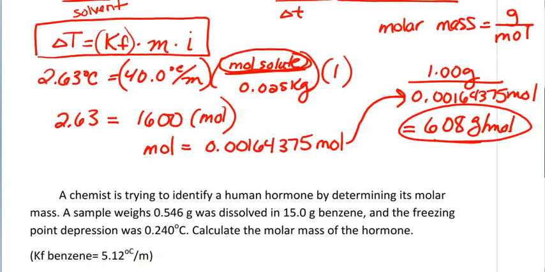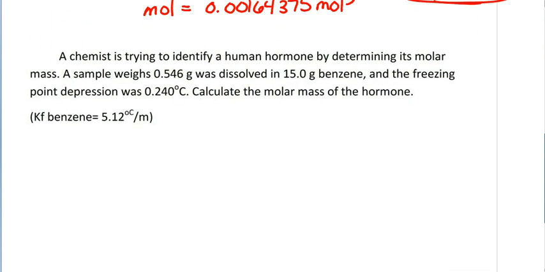So the next one I would like for you to do on your own. And another really exciting one, you have a chemist trying to identify a human hormone by determining its molar mass. So it gives you the mass of the sample, 0.546 gram. So you're going to use that in your second part to get to molar mass. And it gives you the mass of your benzene, which is your solvent. And it also gives you the freezing point depression, so your delta T, which is 0.240 degrees Celsius. We also provide the Kf of benzene.